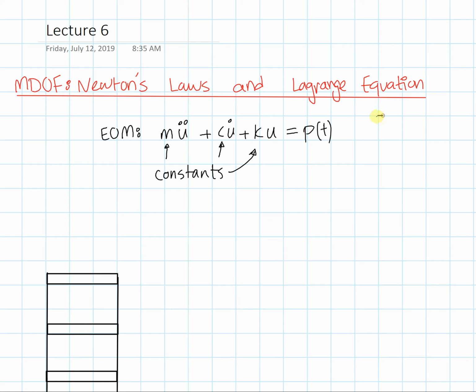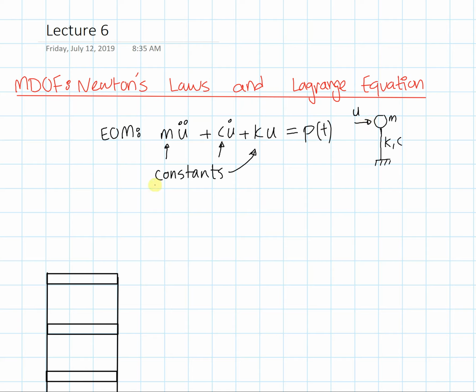And the kind of structure that we've been dealing with mostly has been this lollipop structure, with the mass on the top and the stiffness and damping parameters. And we've only had one degree of freedom, and this degree of freedom has been called U.